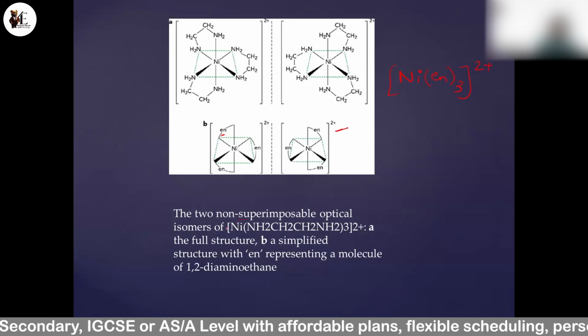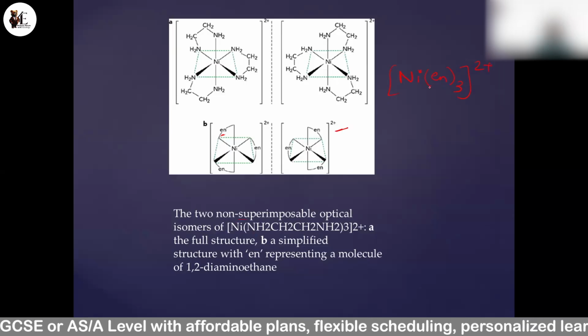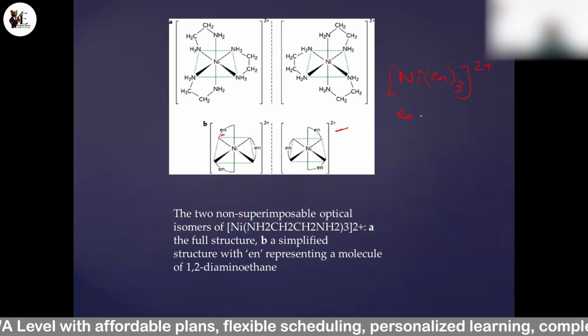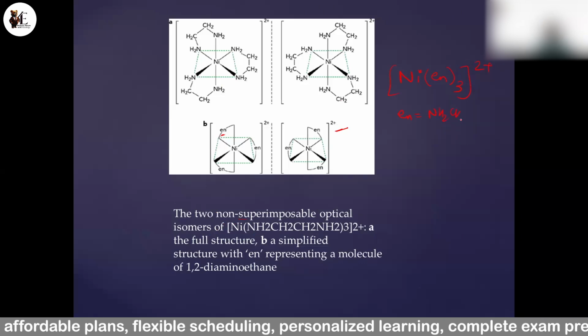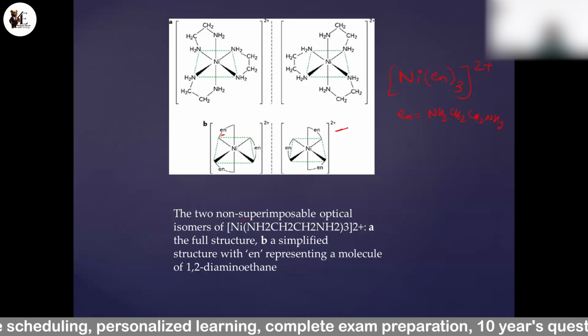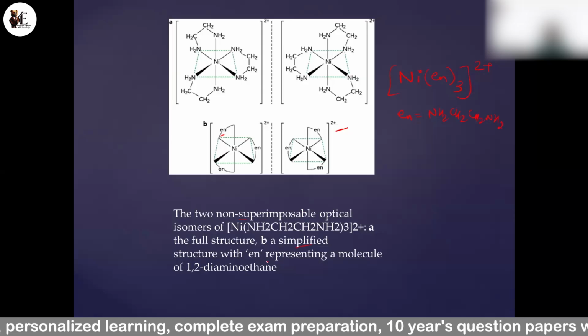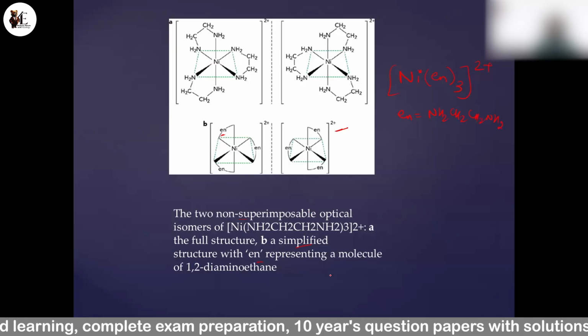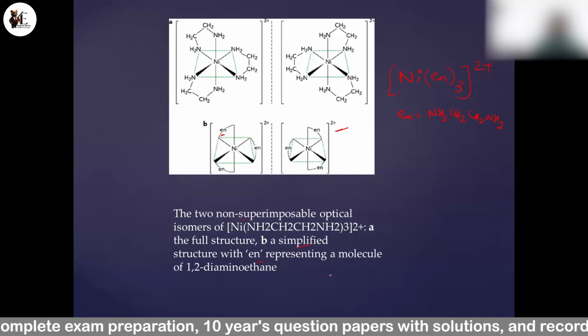There are two non-superimposable optical isomers of this, as you know, en, ethylene diamine. You can write it as NH2, CH2, CH2, NH2. So this is a full structure, and the other is a simplified structure with en representing a molecule of 1,2-diaminoethane. So draw it down.